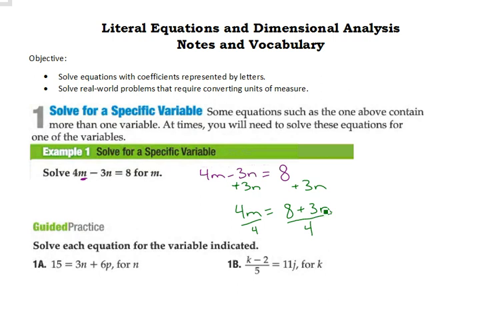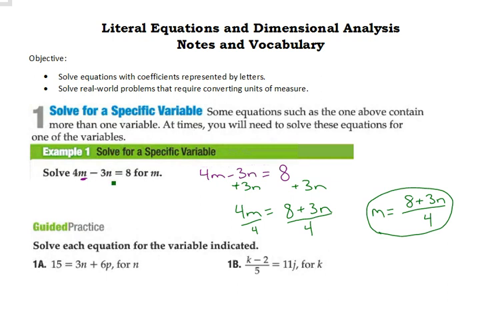So final answer, not very pretty. We're not going to get really nice answers. m completely by itself is 8 plus 3n divided by 4. Add or subtract, and then multiply or divide, focusing on the variable that we have.